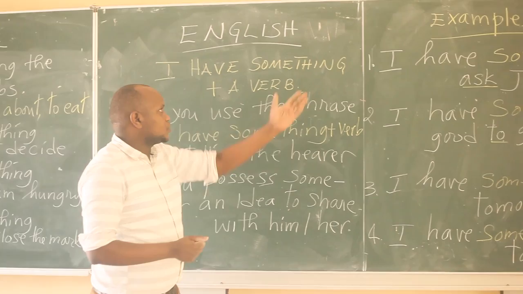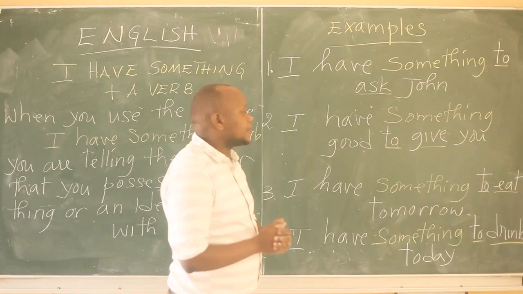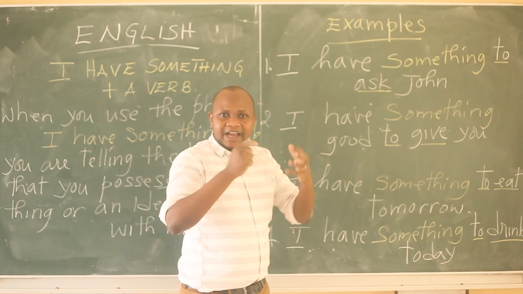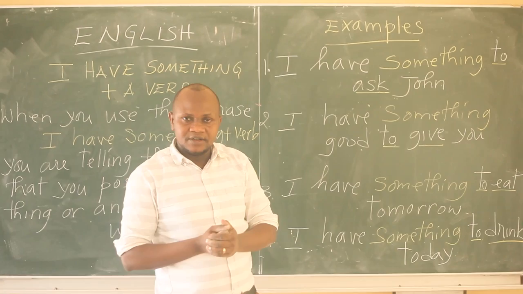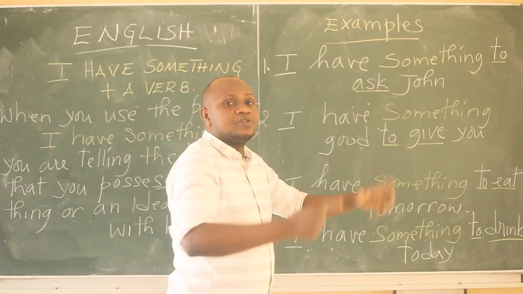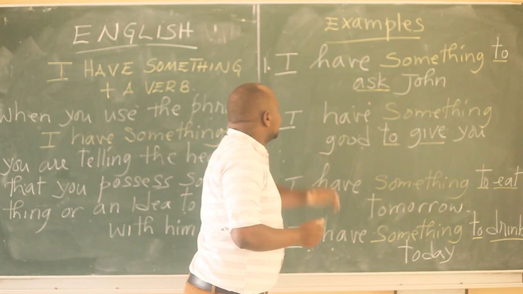We are going to see more examples here which talk about the use of "I have something to." For example, you may say, "I have something to ask John." That's a very good English, my friends. Try to use this kind of sentence when you are telling somebody that there is something that you are having, or an idea that you are having, which you are going to share with someone. Okay, "I have something to ask John."